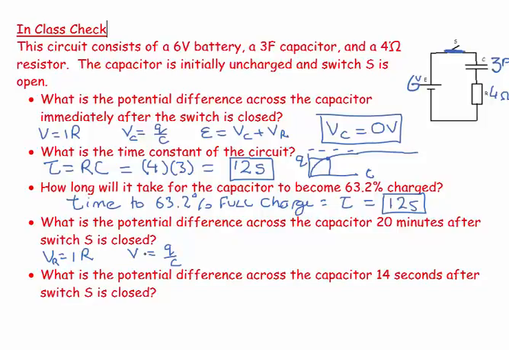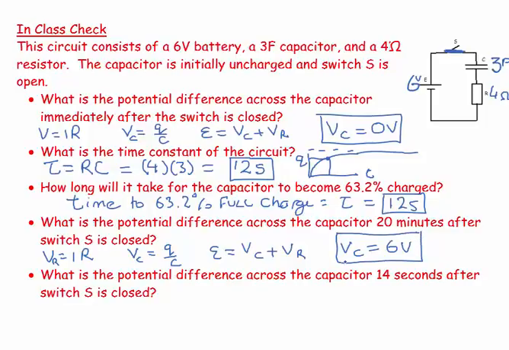My capacitor is fully charged, so all of the EMF is dropped across the capacitor. Remember that my EMF is equal to the voltage across the capacitor plus the voltage across the resistor. If the voltage across the resistor is 0 because there's no current flowing, then all of the voltage must be across the capacitor. What potential difference is across the capacitor after 20 minutes? VC is as much as we can have. And if there's a 6 volt EMF, then all 6 volts is across the capacitor.